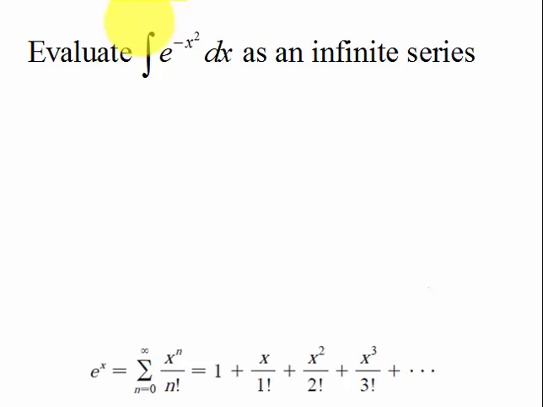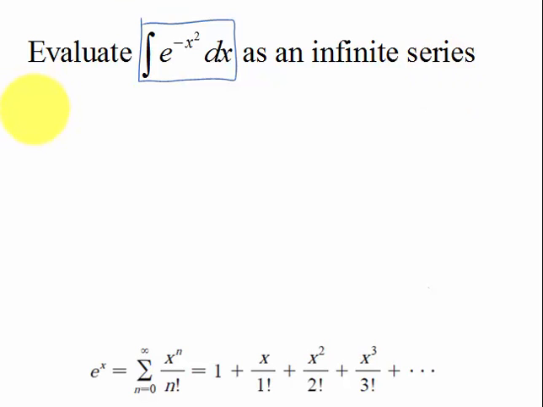So if we wanted to evaluate the integral of e to the negative x squared dx, if we tried u substitution, we would need a factor of x that we don't have. So we don't know how to do this by hand until we learned infinite series. So this is one of the uses.